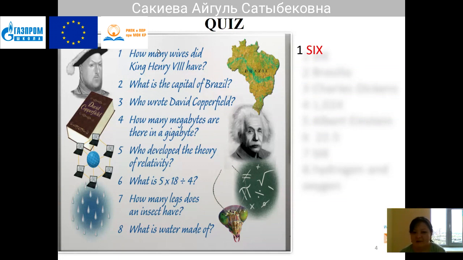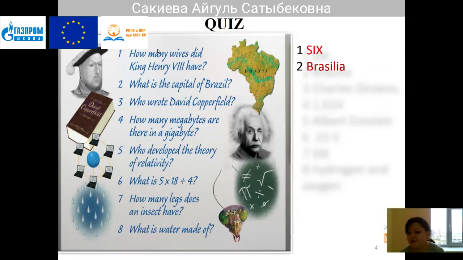Second question. What is the capital of Brazil? Yes, Nursultan, you're right. The answer is correct. Brasilia, Rio. More answers? Please, can you write more answers? Okay, let's check. Yes, Brasilia. Idina was right. Correct. Who wrote David Copperfield?